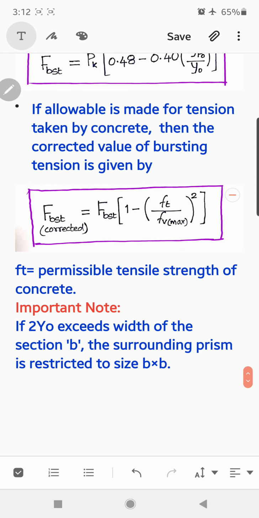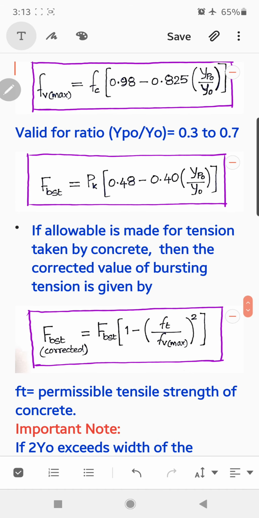There is an important note here in Zielinski. If 2y0 exceeds the width of the section B, where 2y0 is the size of the surrounding prism, then the surrounding prism is restricted to size B by B. That means 2y0 should not exceed the value of B in case of Zielinski and Rowers method.